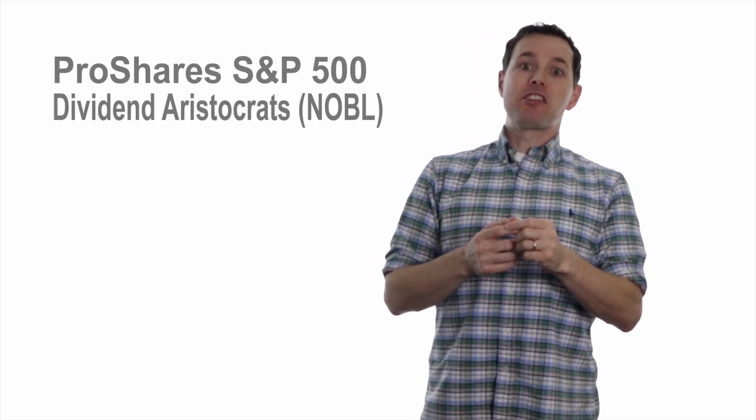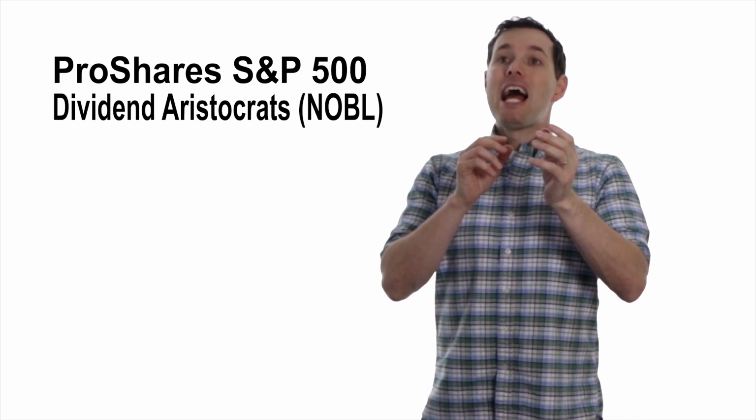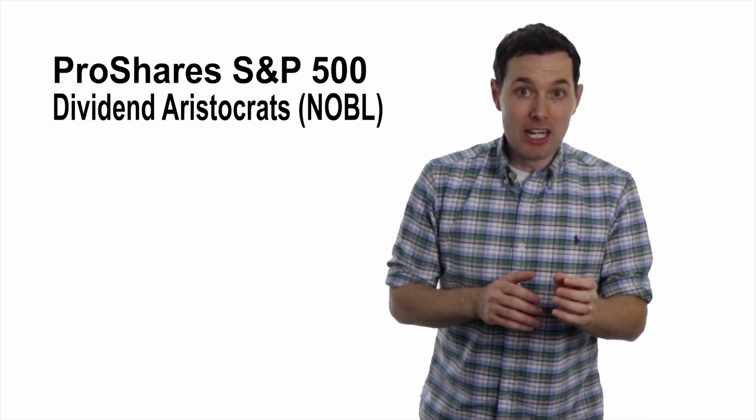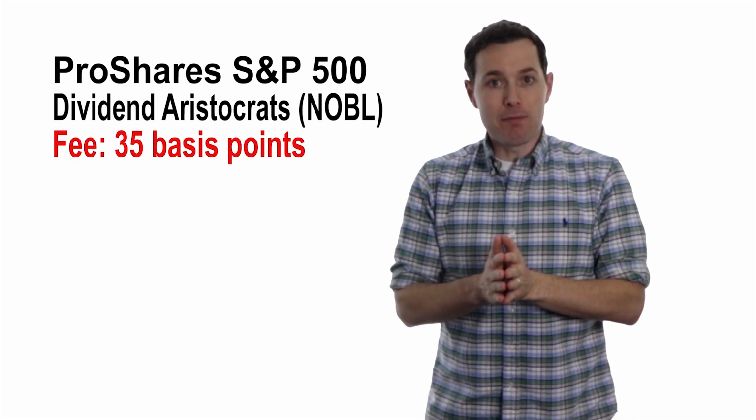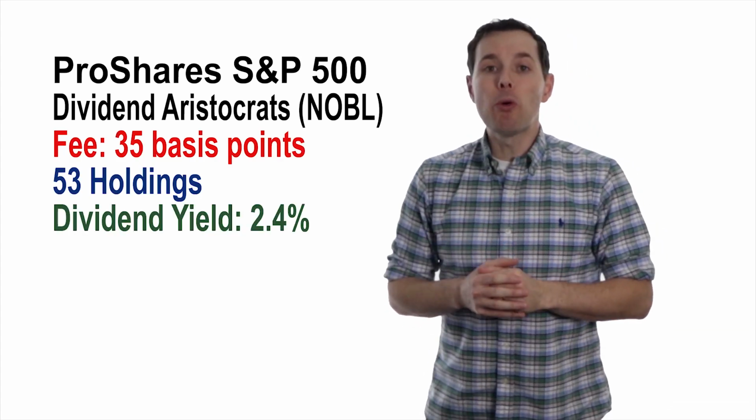So we'll call this portfolio our long-term dividend ETF portfolio. Again, our goal is to find our core set of holdings, and then we'll talk satellite positions after that. So my first core dividend ETF is the ProShares S&P 500 Dividend Aristocrats ETF, ticker symbol NOBL. NOBL has a fee of 35 basis points. They have about 53 holdings, and their dividend yield is about 2.4%.